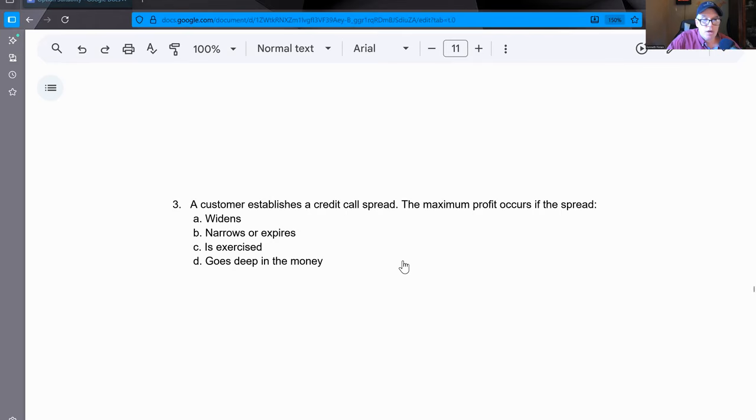A customer establishes a credit call spread. Credit means sell. Selling a call spread, so I'm bearish, right? Okay, so we have to think about that. Now, maximum profit occurs if the spread widens or narrows. I'm going to say debit widen, credit narrow. B is credit narrow. I love it.